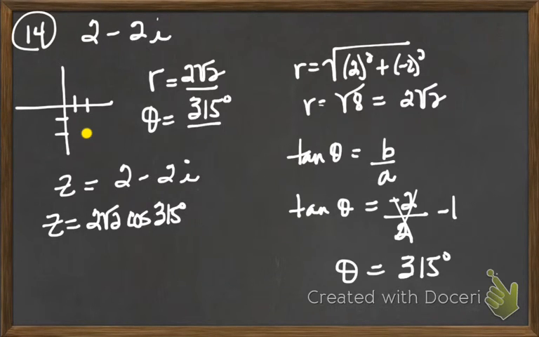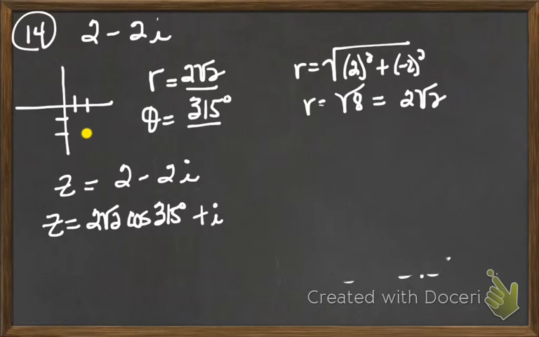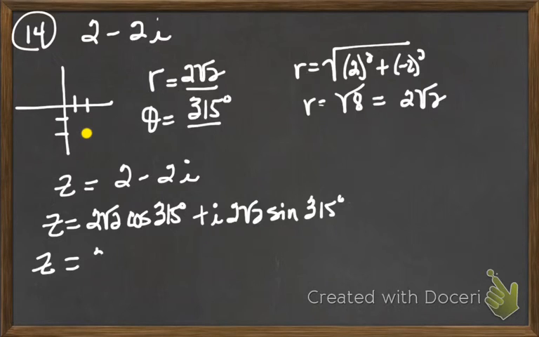We bring down the I. The I has to stay there. It doesn't go anywhere. And then in place of the negative 2, because that's your B value, you put in r sine of theta. So that goes 2 square root of 2 sine of 315. Last step will be to factor out your radius, which is 2 square root of 2.